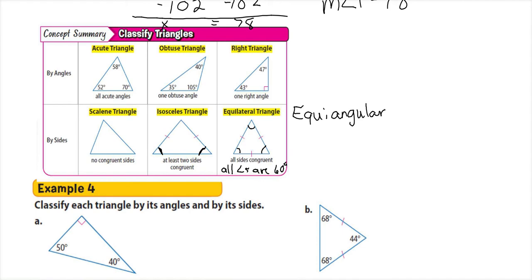So again, we can classify a triangle by 2 ways, by its angles and by its sides. As we go through these, we're going to use each one. Let's do the first 2 all together.